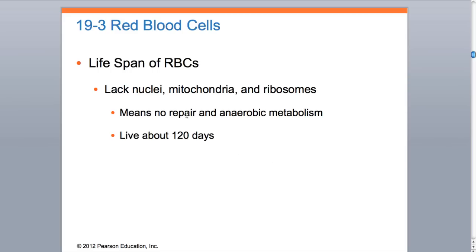Now, as I said earlier, red blood cells lack a nucleus, no mitochondria, no ribosomes. That means they are basically what? That's it. They're just living and they're anaerobic. Now, the lifespan of a red blood cell is about 120 days. The question should come into your mind as to why is it just 120 days? How does it know when the 120 days are up?